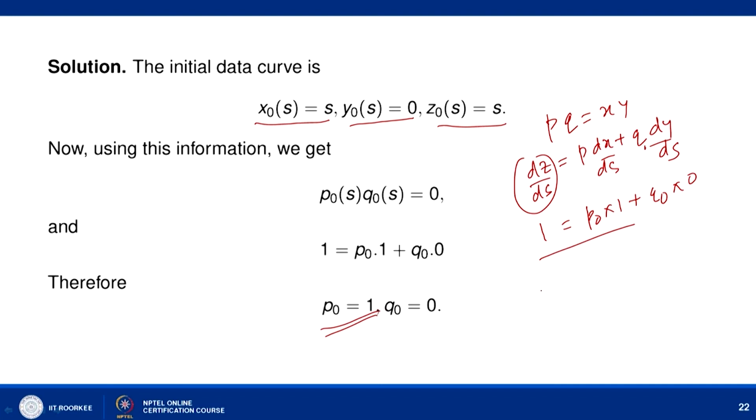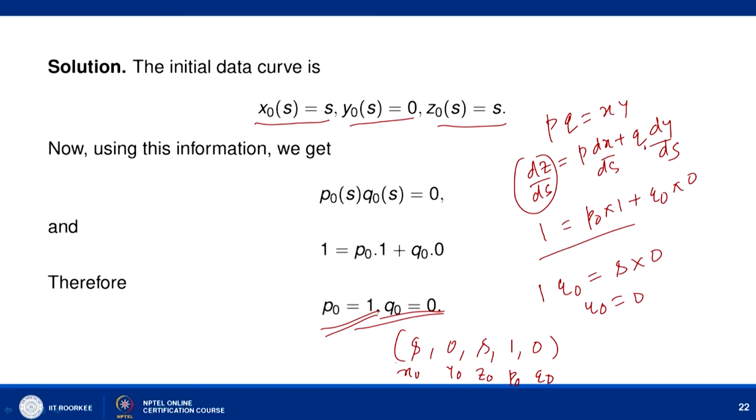Now, since p naught is 1, q naught we need to find out. x naught is s, y naught is 0. So, q naught is coming out to be 0. So, here we have only one initial data, that is s, 0, s, 1, 0. So, these are x naught, y naught, z naught, p naught, q naught. Now, initial data is given with us.